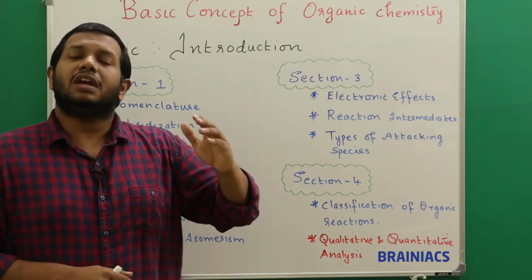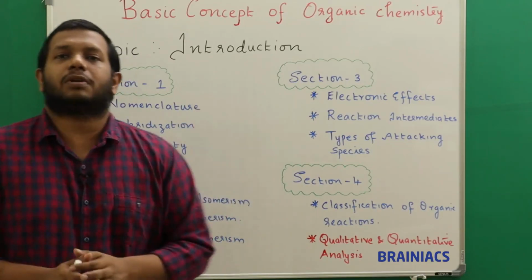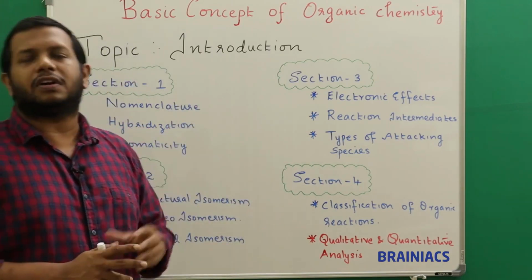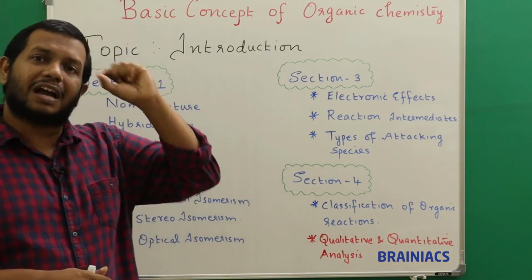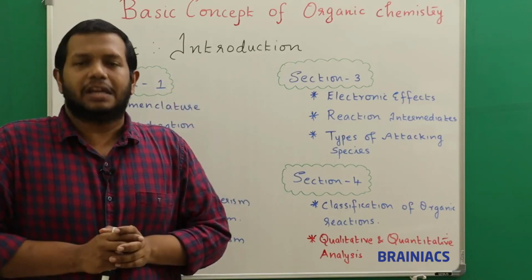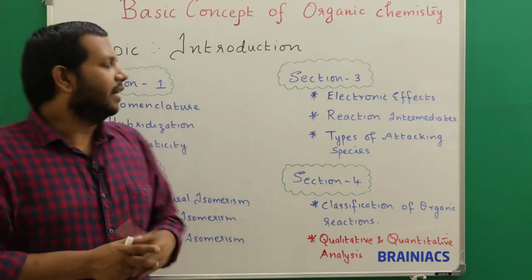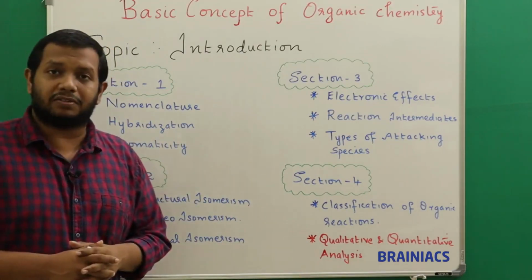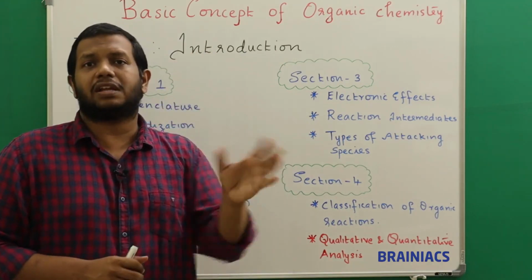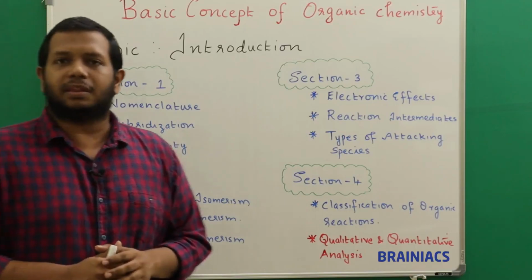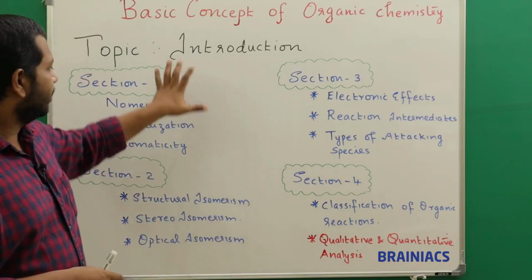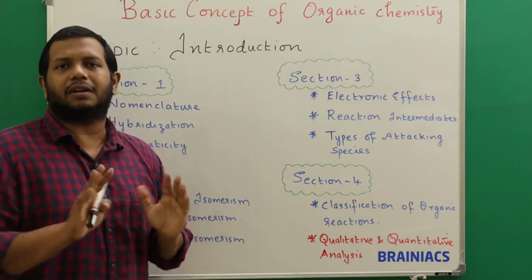Hybridization we will explain in detail in a chapter called chemical bonding, but here, with respect to carbon, which forms the fundamental of organic chemistry, we will explain the hybridization of carbon and how to understand the hybridization of different compounds in organic chemistry. Next we will go to the concept of aromaticity, very important. In the classification of organic compounds, the aromatic, non-aromatic, and anti-aromatic concepts will come into the picture. Those things we will discuss and understand. So that is section 1, the very fundamental.